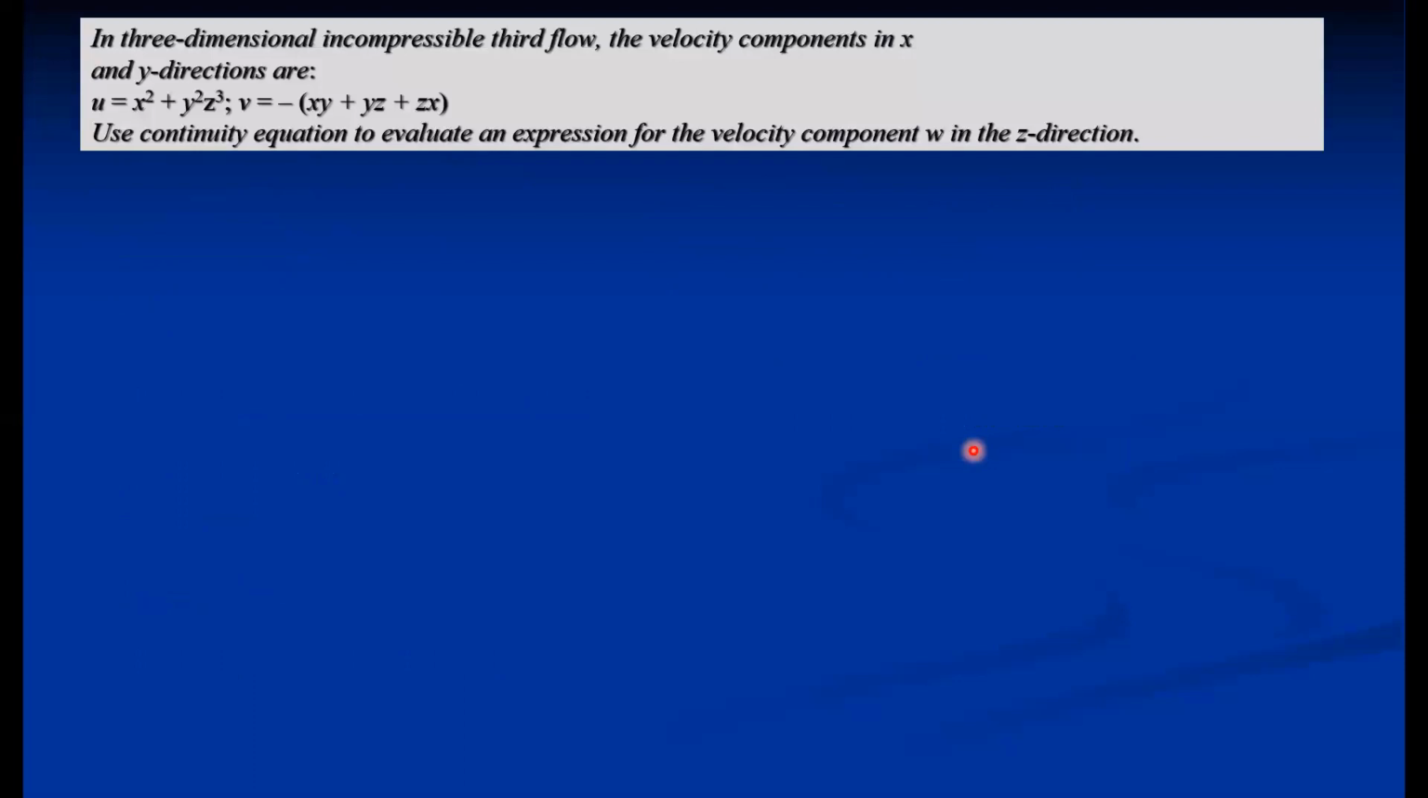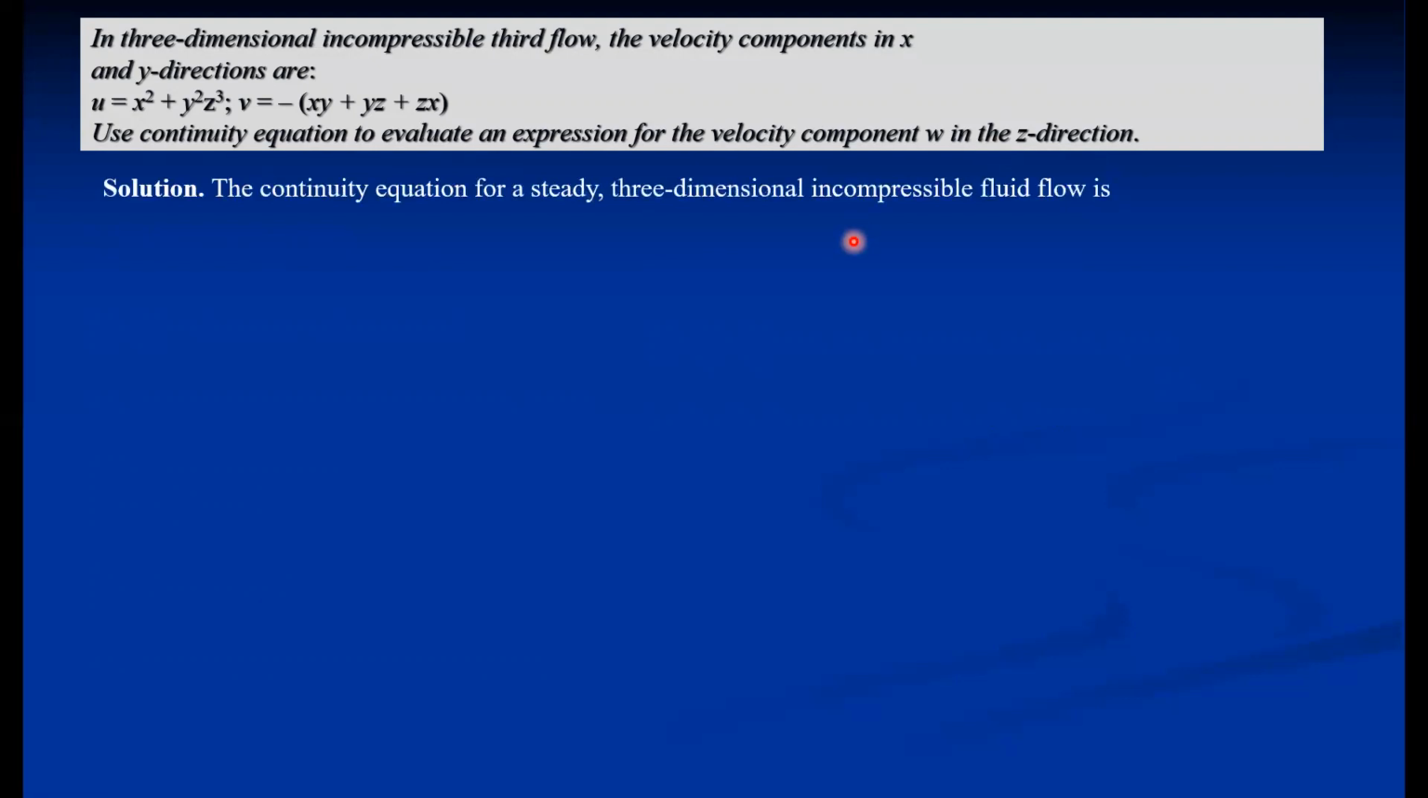We'll check another example. Now, this is a three-dimensional incompressible flow. The flow is already mentioned, and you have to calculate the missing component, that is the z component velocity, because only the u and v components are given. As it is a three-dimensional incompressible flow, all three components satisfy the continuity equation, and we have to evaluate the velocity component w in the z direction.